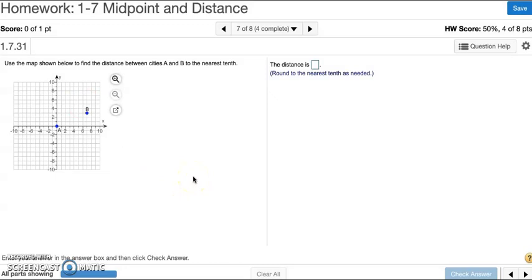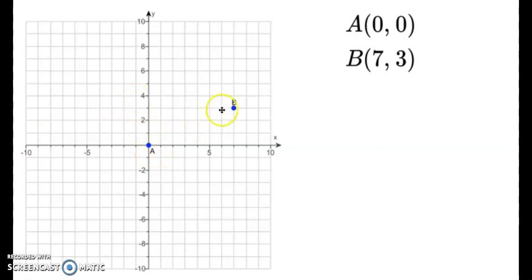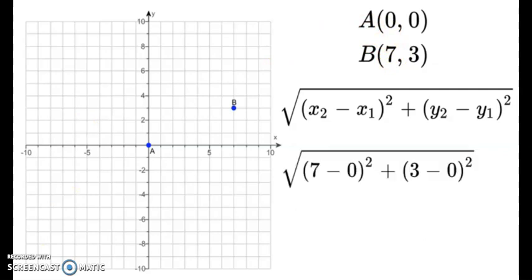Alright, number 7. It says use the map shown below to find the distance between cities A and B to the nearest 10th. So let's do that. The first thing you need to do is identify the coordinates of the points. Coordinate A has a point of 0, 0, and B's coordinates are 7, 3. Now we substitute those into the distance formula. So my x's are 7 and 0, so I do 7 minus 0. And my y's are 3 and 0, so I have 3 minus 0.